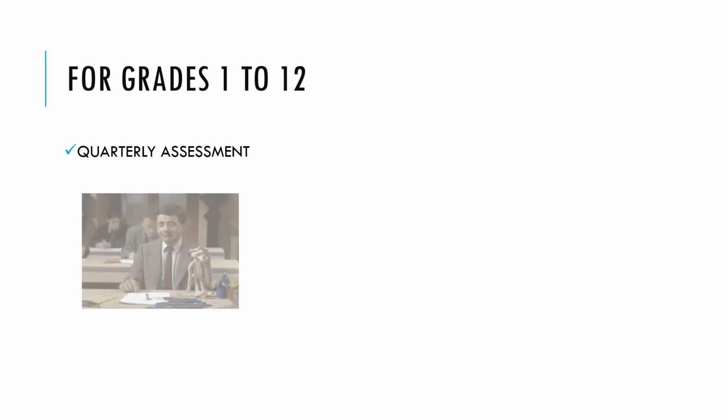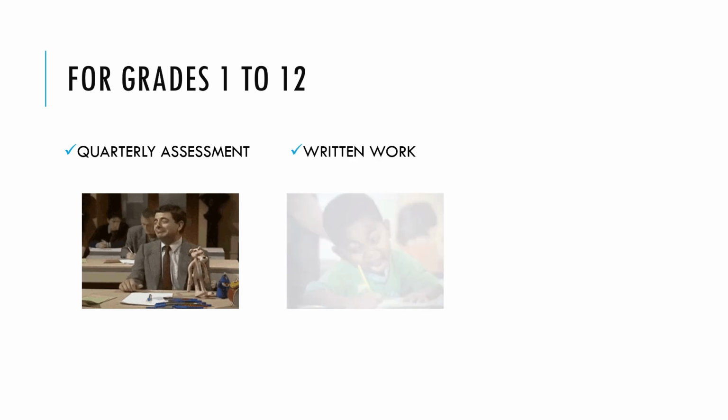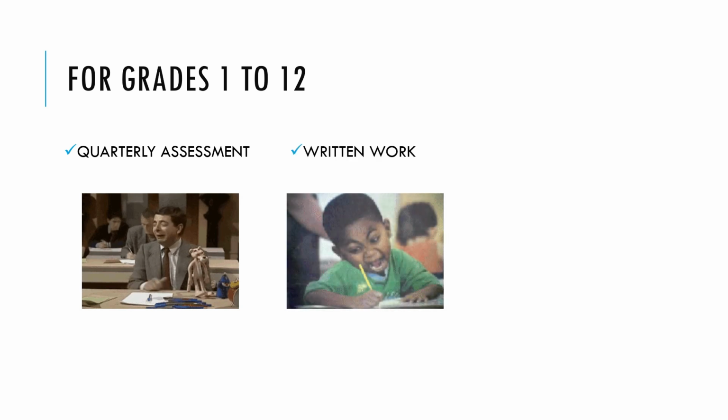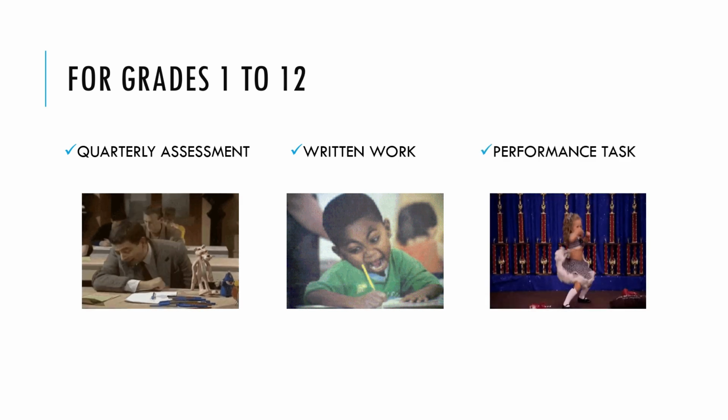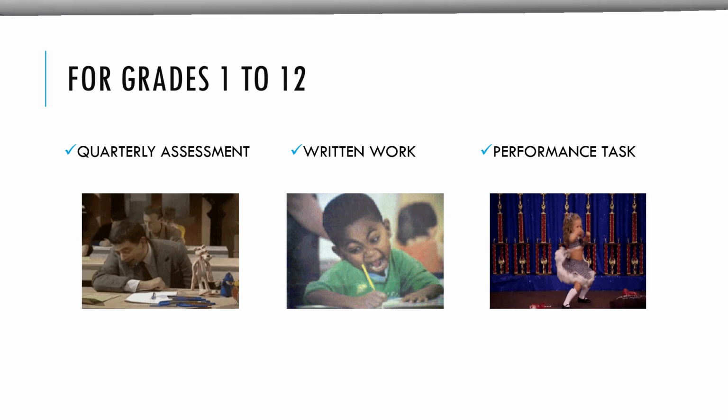For grades 1 to 12, in a grading period, there is one quarterly assessment, but there should be instances for students to produce written works and to demonstrate what they know and can do through performance tasks. There is no required number of written works and performance tasks, but these are spread out over the quarter and used to assess learners' skills after each unit has been taught.